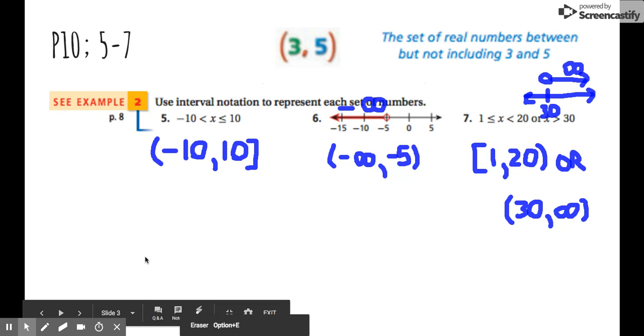I hope that gave you a little bit better understanding of sets of numbers.